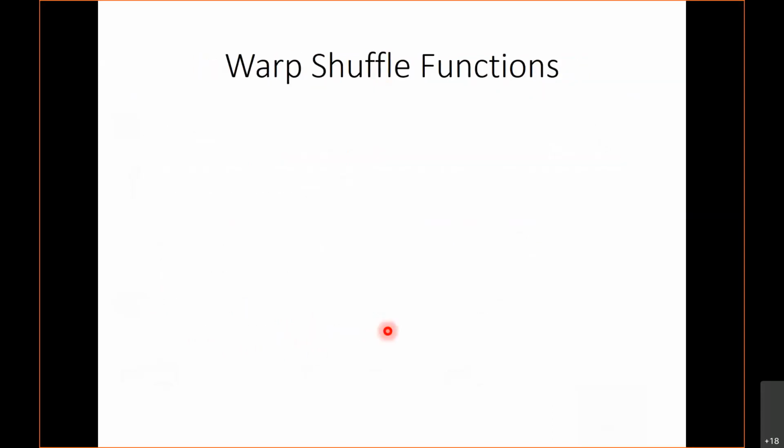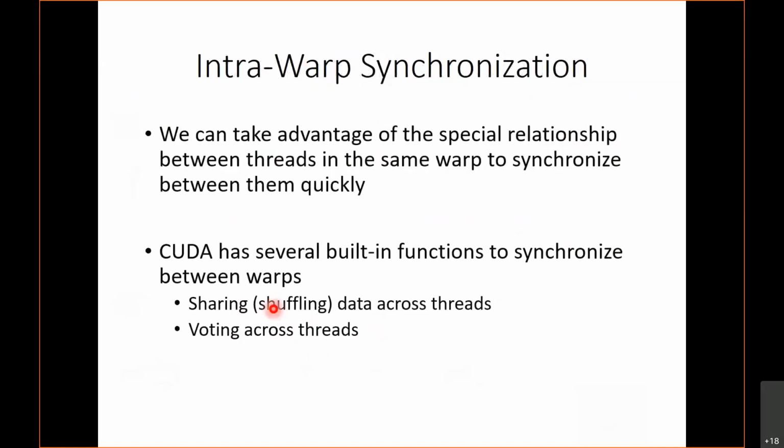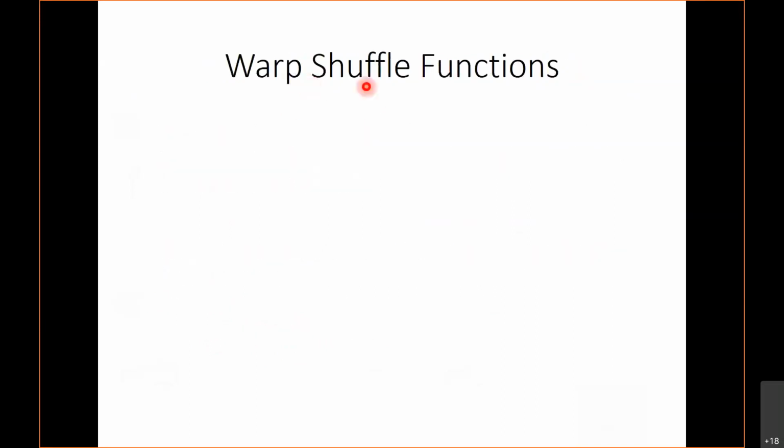Let's start by talking about the shuffle instructions. What I will do in this lecture is I'm going to do two examples. I'm going to do one example where I'm going to show you how we can use shuffling on a pattern that we've seen before, and then I'm going to also do another example where I'll show you how to use voting. So let's start with the warp shuffle instructions.